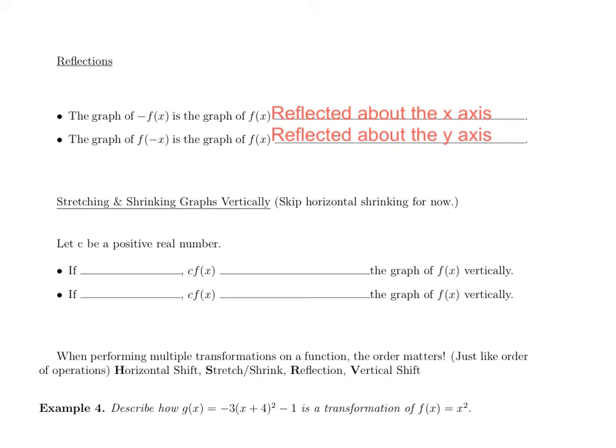So let C be a positive real number. If C is greater than 1, and we multiply our function by that value, so we used C equals 7, we saw that this graph got sort of tighter, taller, and skinnier. We call this a stretch. So if c is greater than 1, c times f of x stretches the graph vertically.